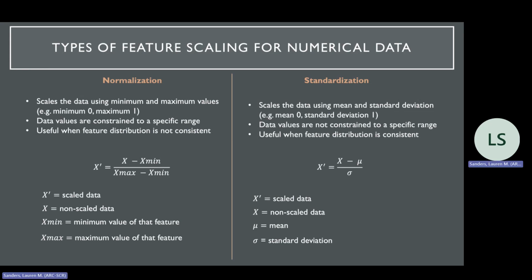Now on the right is another type of scaling, which is sometimes more appropriate than normalization. This is called standardization. And this scales the data using mean and standard deviation. So for example, it might scale the data so that it's centered over a mean of 0 with a standard deviation of 1. Here, data values are not constrained to a specific range. They're just constrained to the mean and standard deviation. And this is useful when feature distribution is more consistent. Again, this calculation is quite simple. In order to get a scaled data point for standardization, you simply take the non-scaled data point, subtract the mean, and divide by the standard deviation.